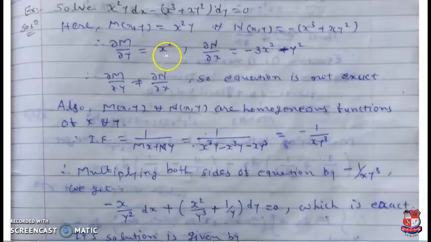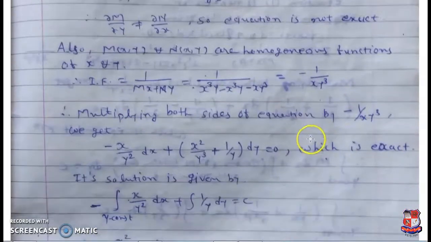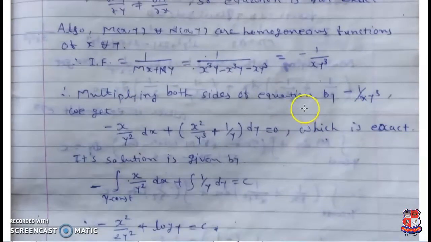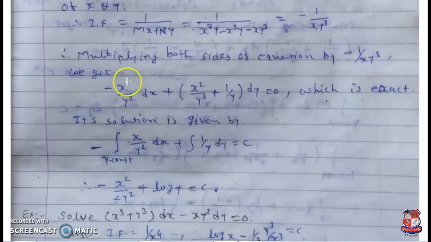Then here we get x³y, here minus x³y minus xy³, so x³y minus x³y cancel. We get only −xy³. So the integrating factor is −1/(xy³). Now we multiply this integrating factor to our whole equation. Then we get this type of new equation, −x/y² dx + (x²/y³ + 1/y) dy = 0, which is exact.